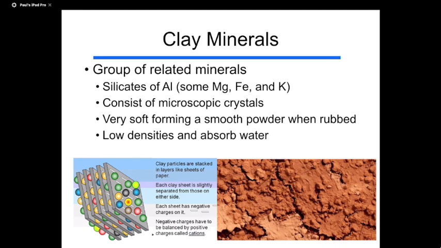Okay? Clay, the way that the aluminum silicate binds, they contain microcrystals or little tiny crystals. And what they do is, when they pack, they have a lot of space in the middle.